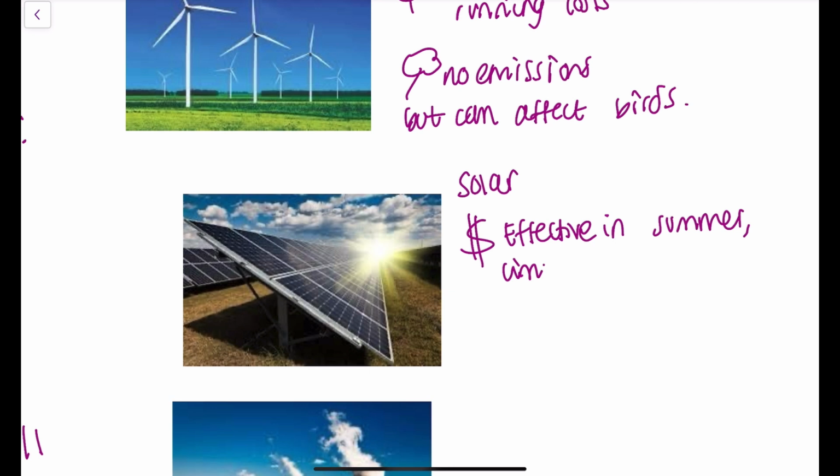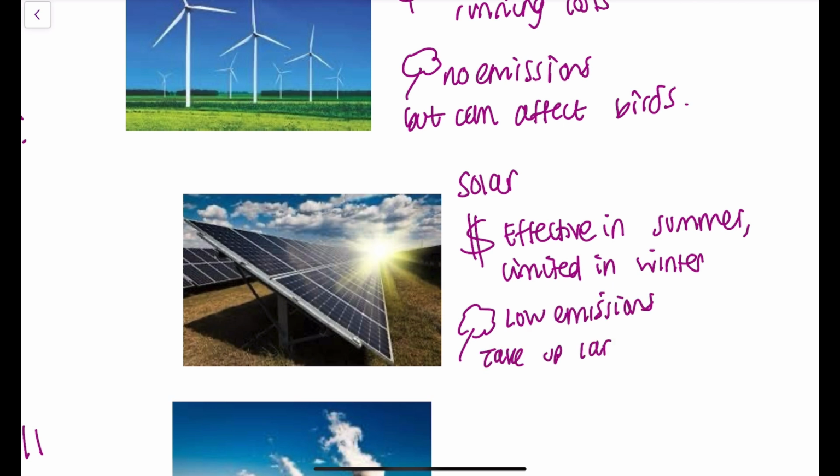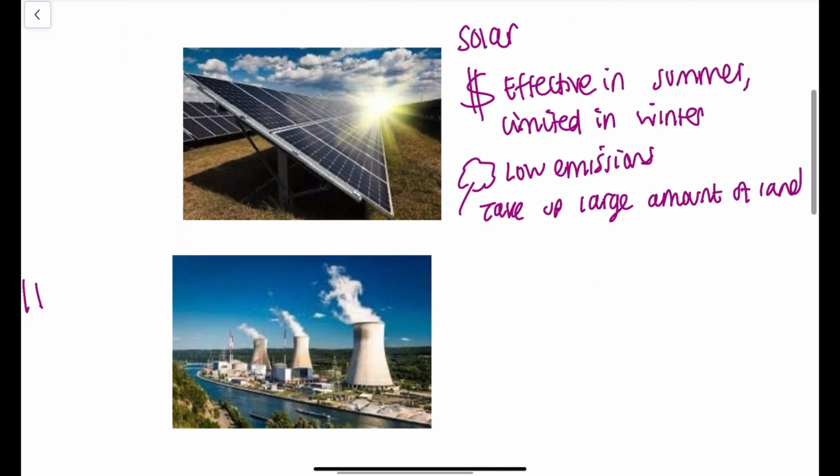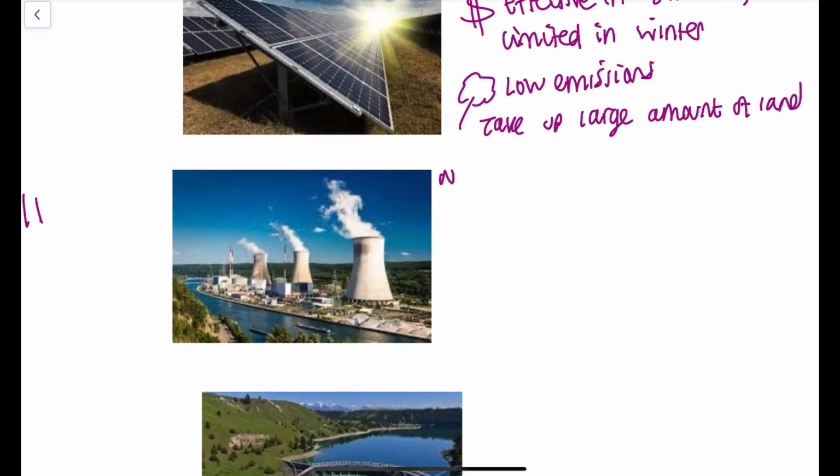Solar is the next one. Obviously, it's effective in summer, but it has limited output in winter. Environmentally, there's obviously low emissions, but large solar farms can take up land. We've looked at the example in paper one of the Solar and Solar project, and that took up a lot of space. We then have a little look at nuclear.